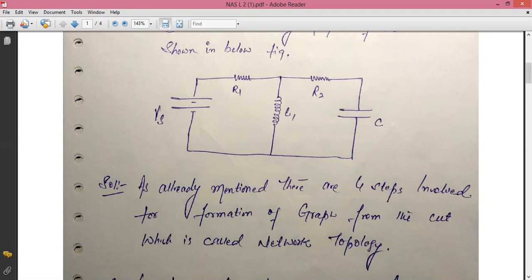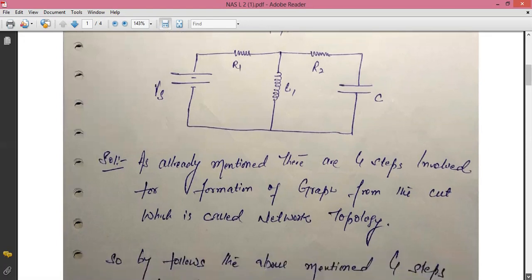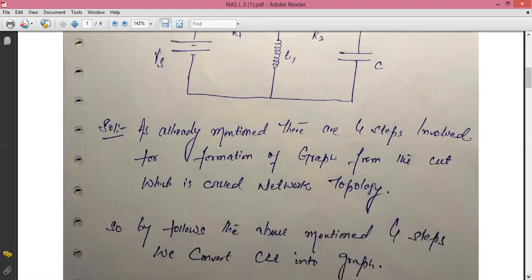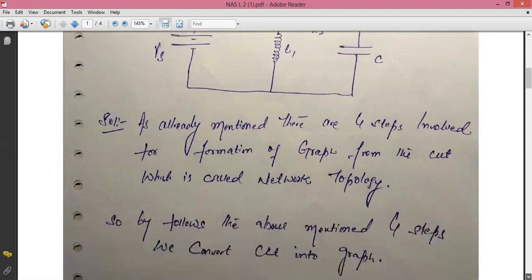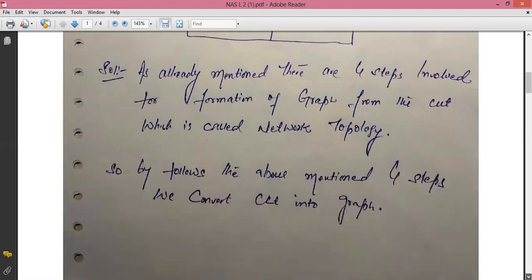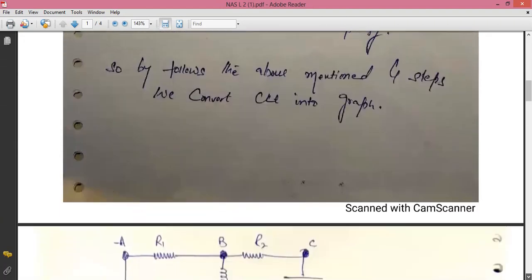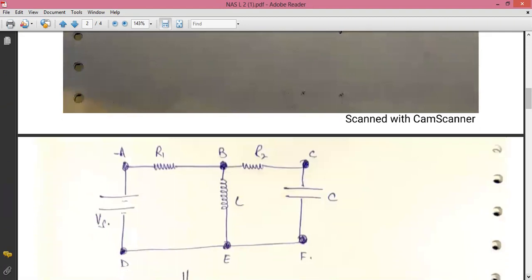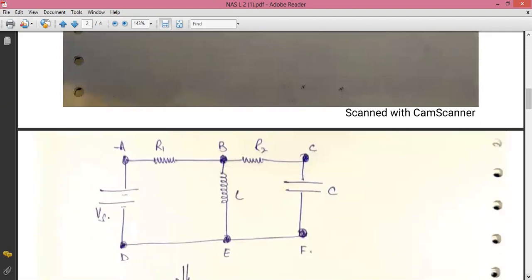Okay, fine. So you see the diagram. By following the steps mentioned above, we convert a circuit into the graph. Now you can see how a circuit can be converted into the graph. This is the circuit that you can see on your screen. Now in this circuit, you can see point A, point B, point C, point D, point E, and point F.